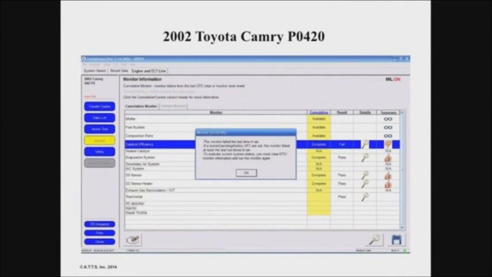Look at the thumb down. What's that for? Catalyst efficiency. Now remember a few slides back we had the question mark? It hadn't failed yet and got the thumb down. Okay? So they have a real nice setup there.